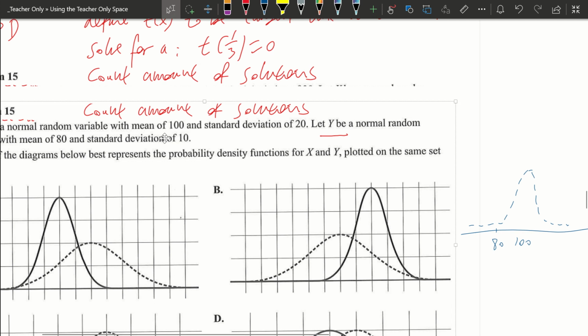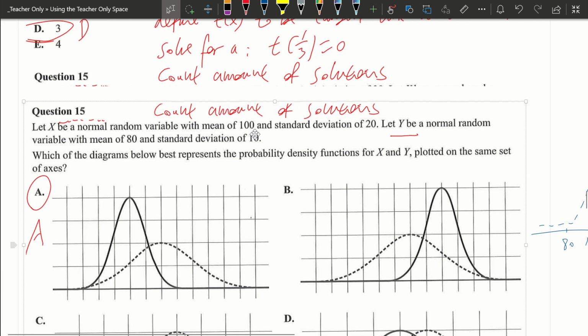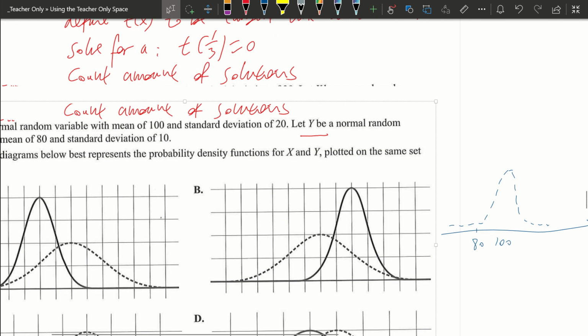The standard deviation is the spread of the data of the probability, which means the graph is narrower when the standard deviation is smaller. It's 10, so the points are less spread out, which means the graph of Y is narrower than the graph of X. So it should look like this: very narrow and solid. I'm drawing this solid, very narrow, and the top is 80.